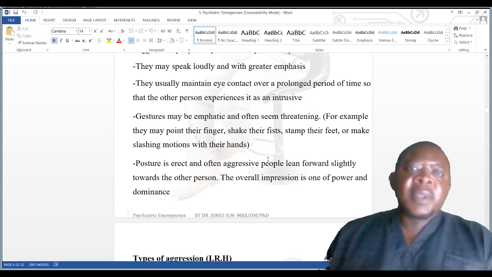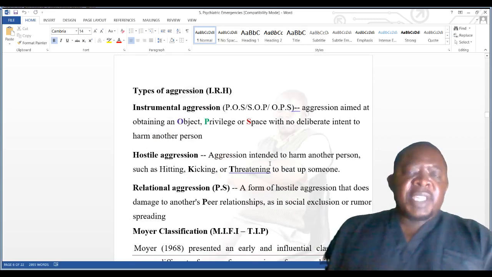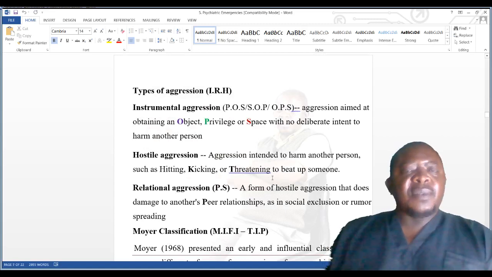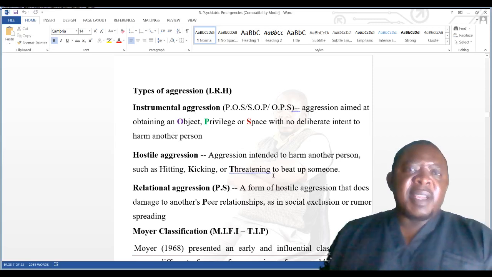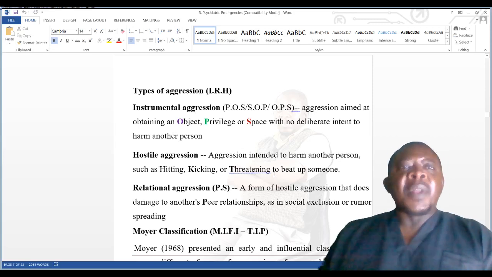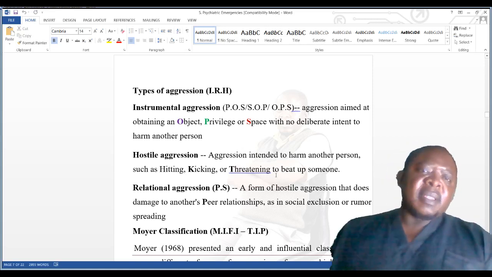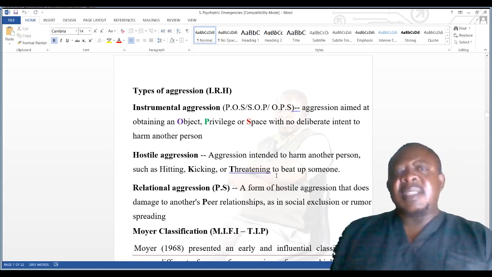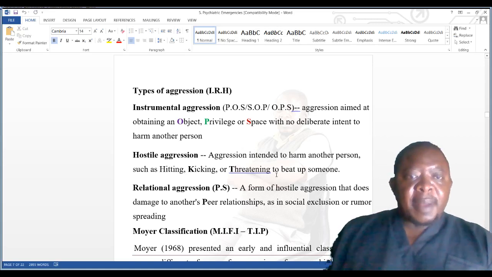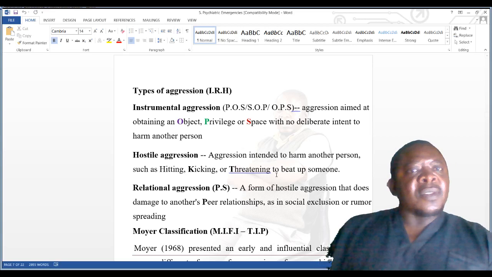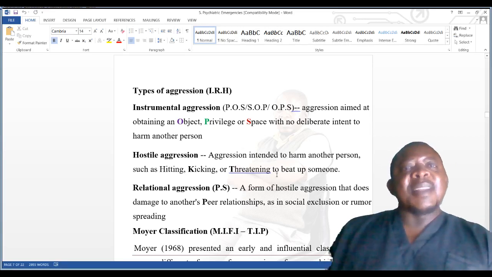Okay, types of aggression. You can remember them as IRH. If you are doing a diploma in nursing, there's a subject IRH, integrated reproductive health. These are types of aggression. Of course, others might have classified them in a different way, for example Moyer's classification. IRH is the mnemonic to remember the types of aggression.